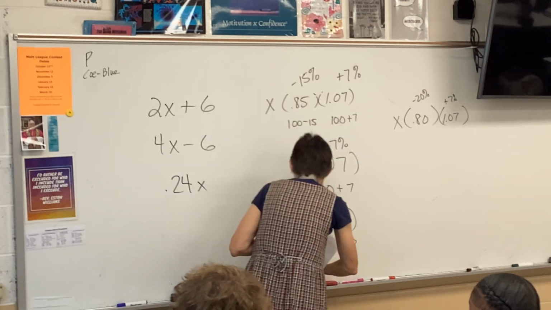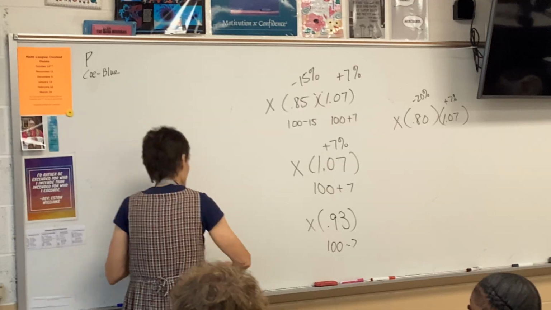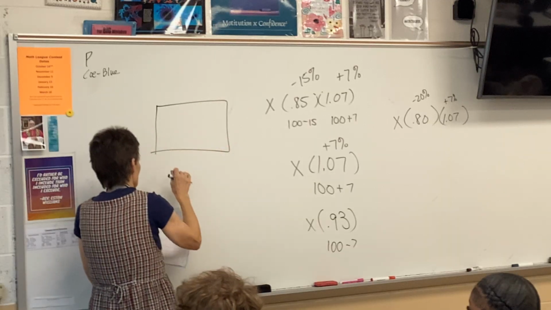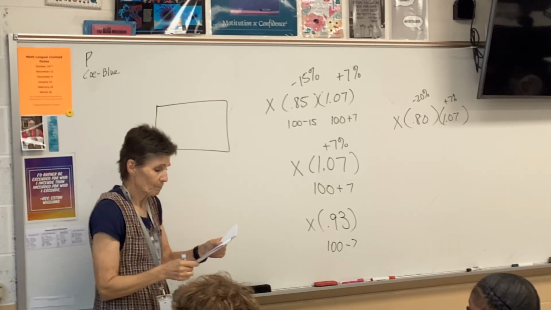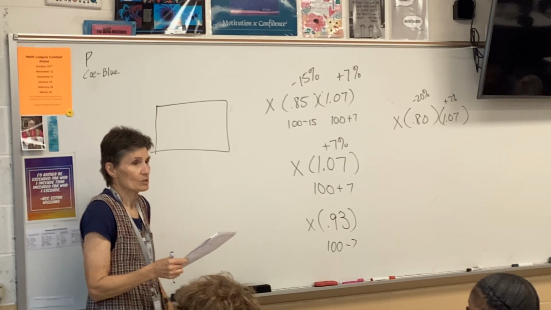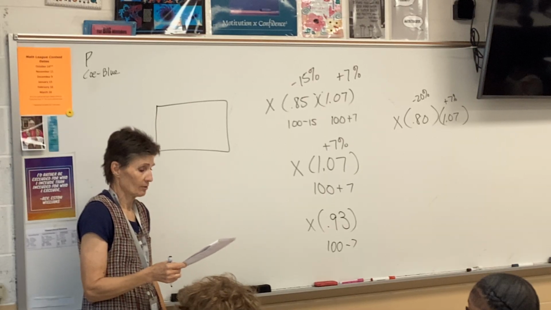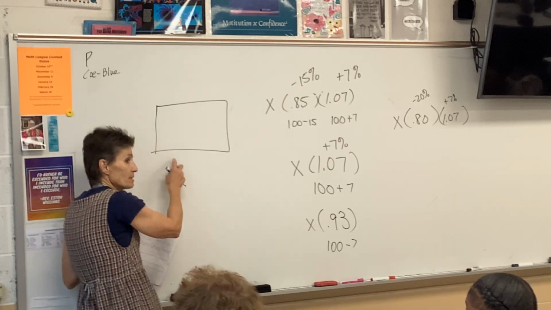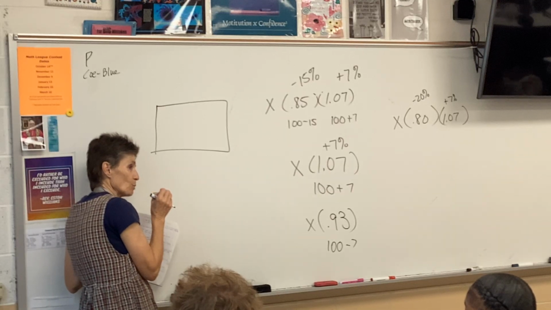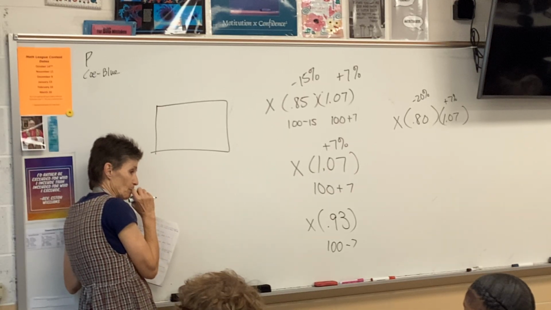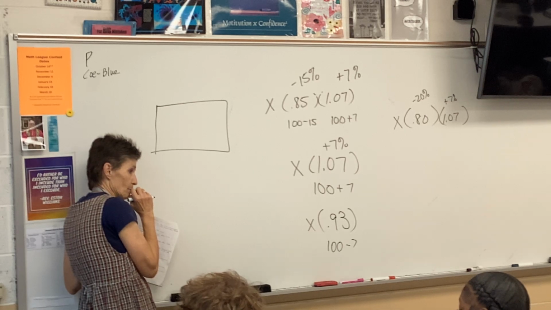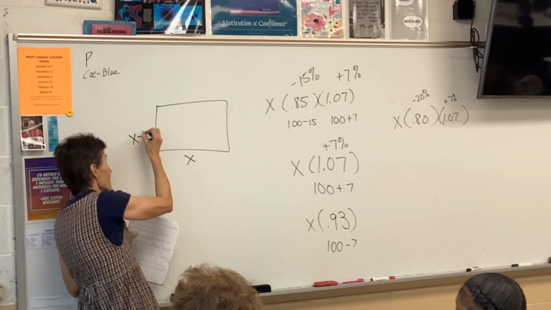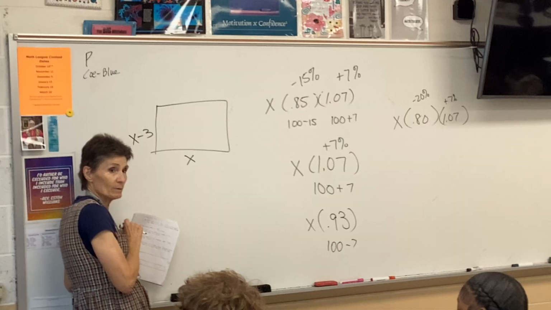Alright, F and G are not money or percent or anything. I have a rectangle, and I know the width is 3 less than the length. The width is 3 less than the length. Can you label these sides for me? If I call the length x, it's 3 less, so this would be x minus 3. Is that all right with everybody?